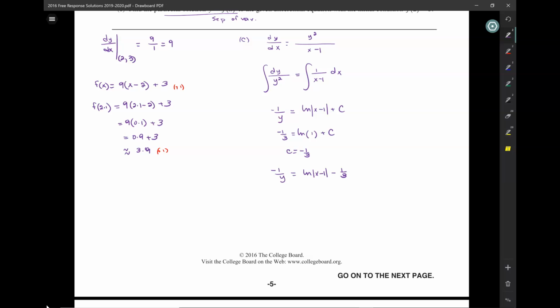All right? So here, this was 1 point. The correct integral or the antiderivatives were 2 points. This is another point, but now there is one other point left, and that's for the correct solution of y. So here's what I'm going to do. Negative 1 over y is equal to 3 ln x minus 1 minus 1 over 3.